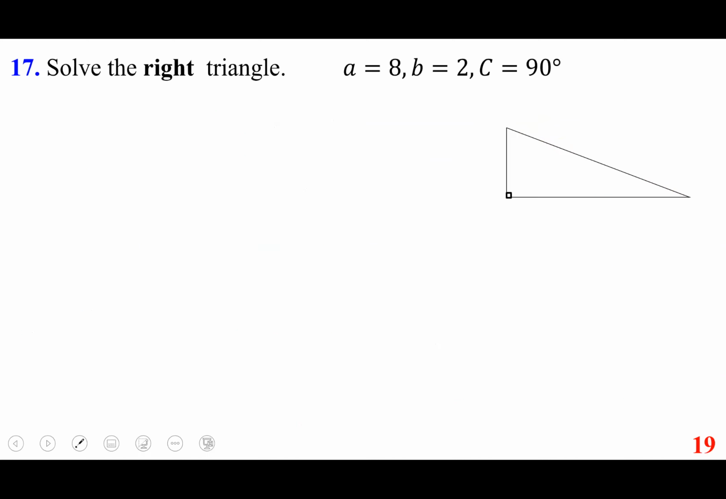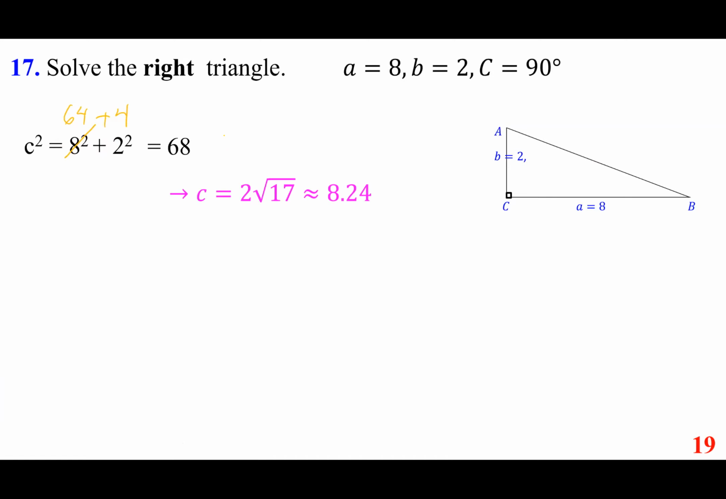Solve the right triangle. So let's plug in what we have. So we have a equals 8, b equals 2. This angle is 90 degrees. And we are looking to find this side. Pythagorean theorem says a squared plus b squared equals c squared. So this is 64. And 4 is 68. And the square root of 68 is the value of c.